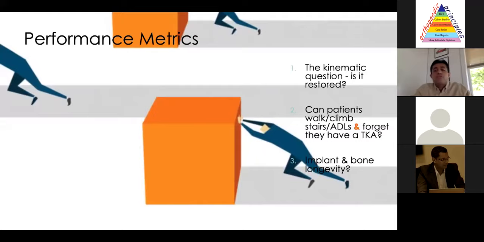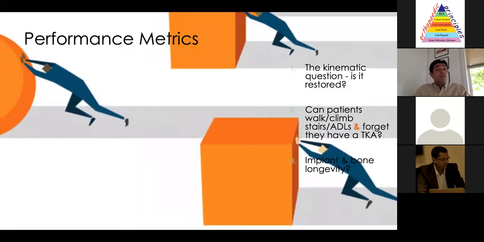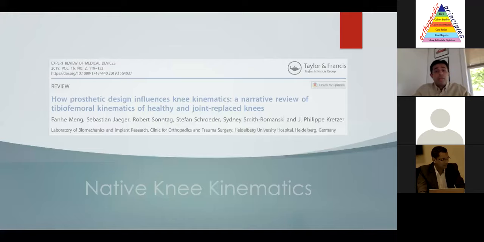And finally, depending on what type of alignment you use or what type of implant you use, what's the effect on the implant and what's the effect on the underlying bone? So what's the implant and the bone longevity? And this is what we need to critically assess.